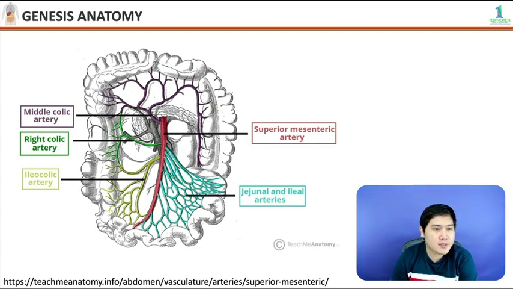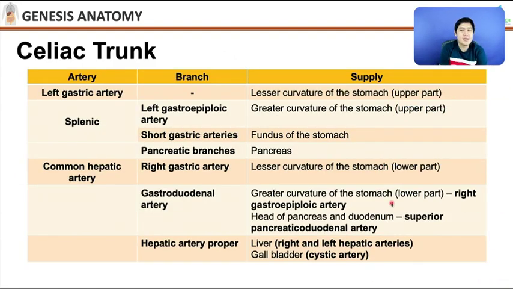So we'll discuss each of them. Your celiac trunk has three main branches: the left gastric, splenic, and the common hepatic artery. Your left gastric has no further branches, and will supply the upper half of the lesser curvature of the stomach, as mentioned earlier.